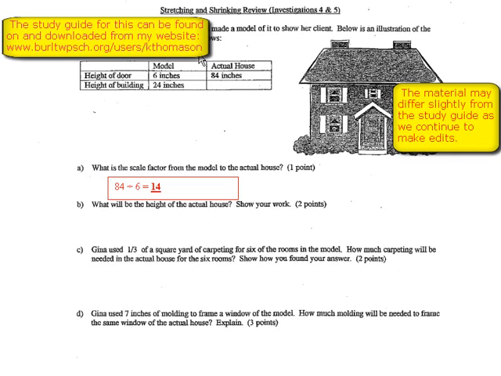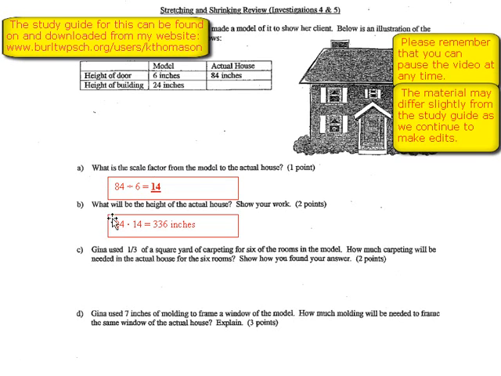So if 6 times 14 is 84, we're going to use the same scale factor to figure out the actual house. So we have the original height, the model, times the scale factor. Since we're not dealing with area, we're just dealing with one direction, which would be the same thing as perimeter. So original height times scale factor gives you the height of the actual house. And don't forget your units. This is worth 2 points. 1 point for the answer, which includes the units, and then 1 point for showing your work, since we told you to do so right here. So 24 times 14 is good enough to show your work.